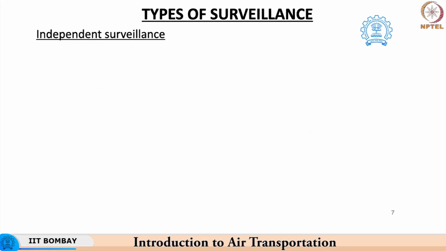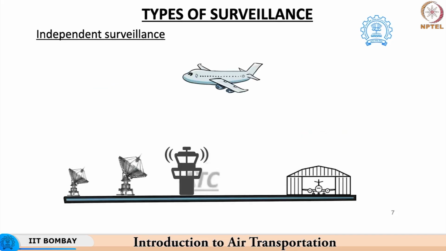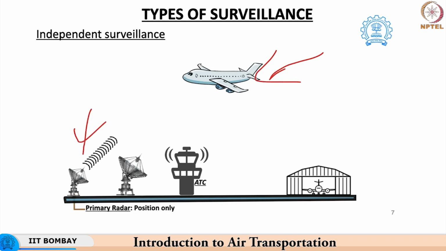In the case of independent surveillance, what are the different components that are involved? These are the particular components. Firstly, the aircraft, which is being tracked by the radar services. Then the primary radar. This type of radar will provide only the position associated with the aircraft, that is the azimuth and the elevation, that is the coordinates of the aircraft.